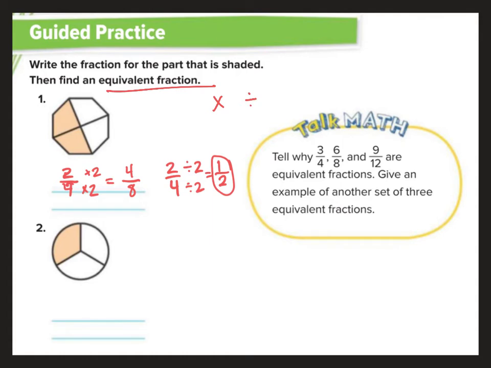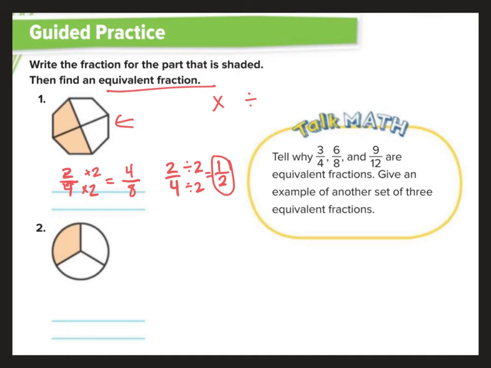Now, multiplying is a lot easier, right? Because you just pick a number. Dividing is a little harder because you've got to know a number that goes into both of those, the numerator and the denominator. And if you look at this too, it's half of the shape, right? Half of the shape is shaded, just they cut it into 4 parts.